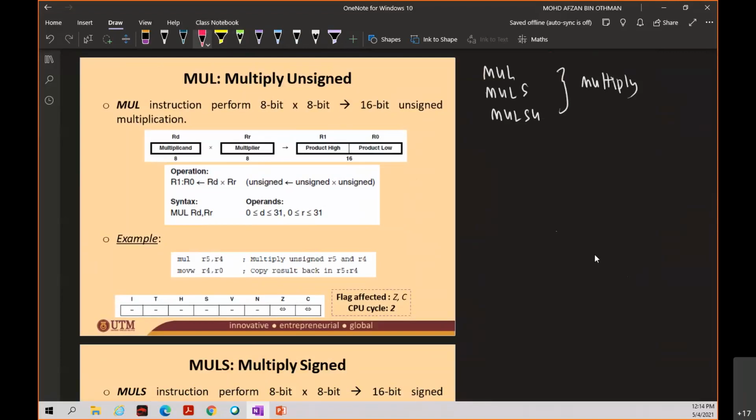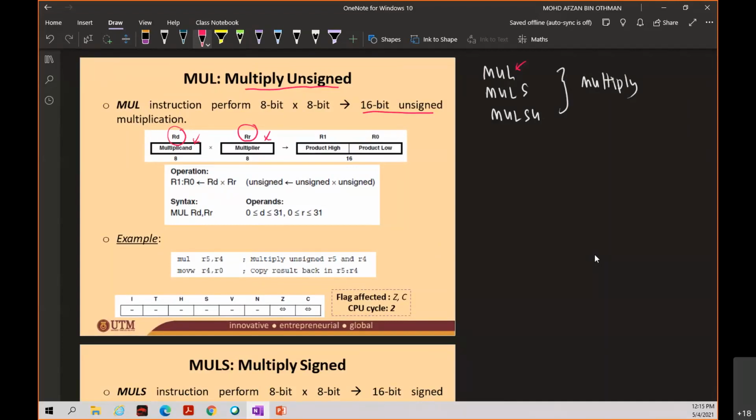MUL stands for multiply unsigned number. Every time you use the MUL, it means that you're going to multiply 2 unsigned numbers. This instruction performs 8-bit by 8-bit and produces a 16-bit unsigned number. So this is your destination register multiplied with the source register, and because this is an unsigned number multiplied with an unsigned number, you will produce a 16-bit unsigned number.